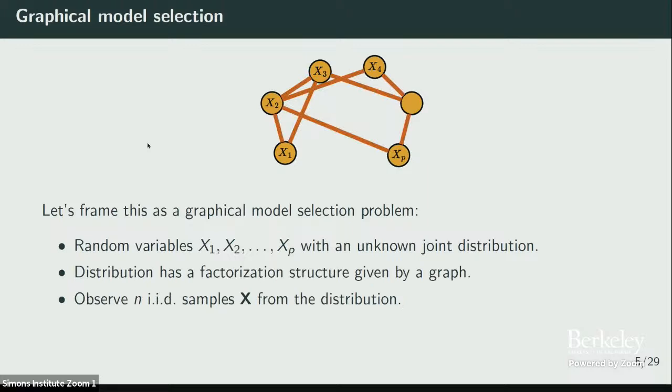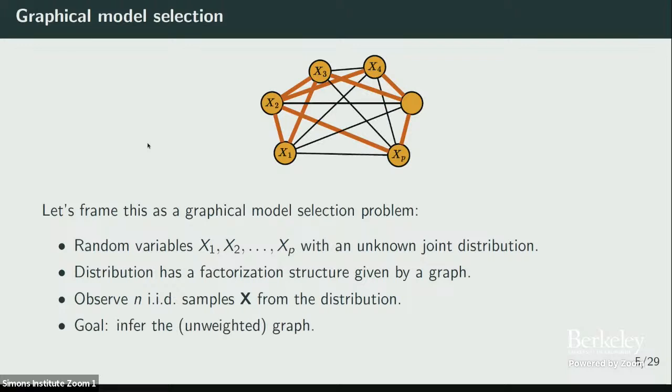The distribution has a factorization structure which is given by a graph, and that's why we call them graphical models. And we observe n samples from this distribution, so n p-dimensional vectors, and we'd like to estimate the graph. That's the goal.